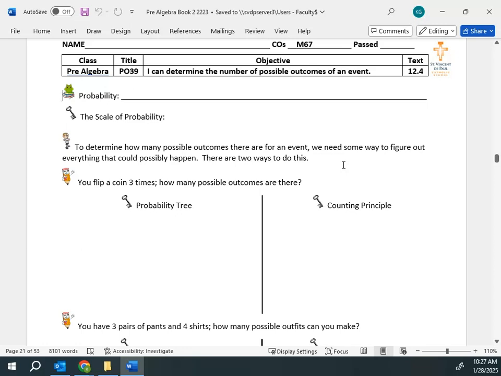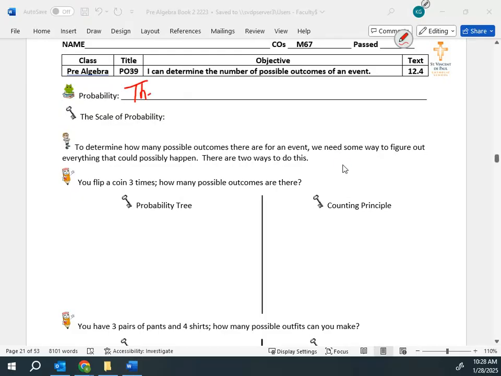Good morning, friends. Today we are starting our next unit. We are starting with Po39. I can determine the number of possible outcomes of an event. So we are going to be working with probability with this unit. So we need to know what probability means.